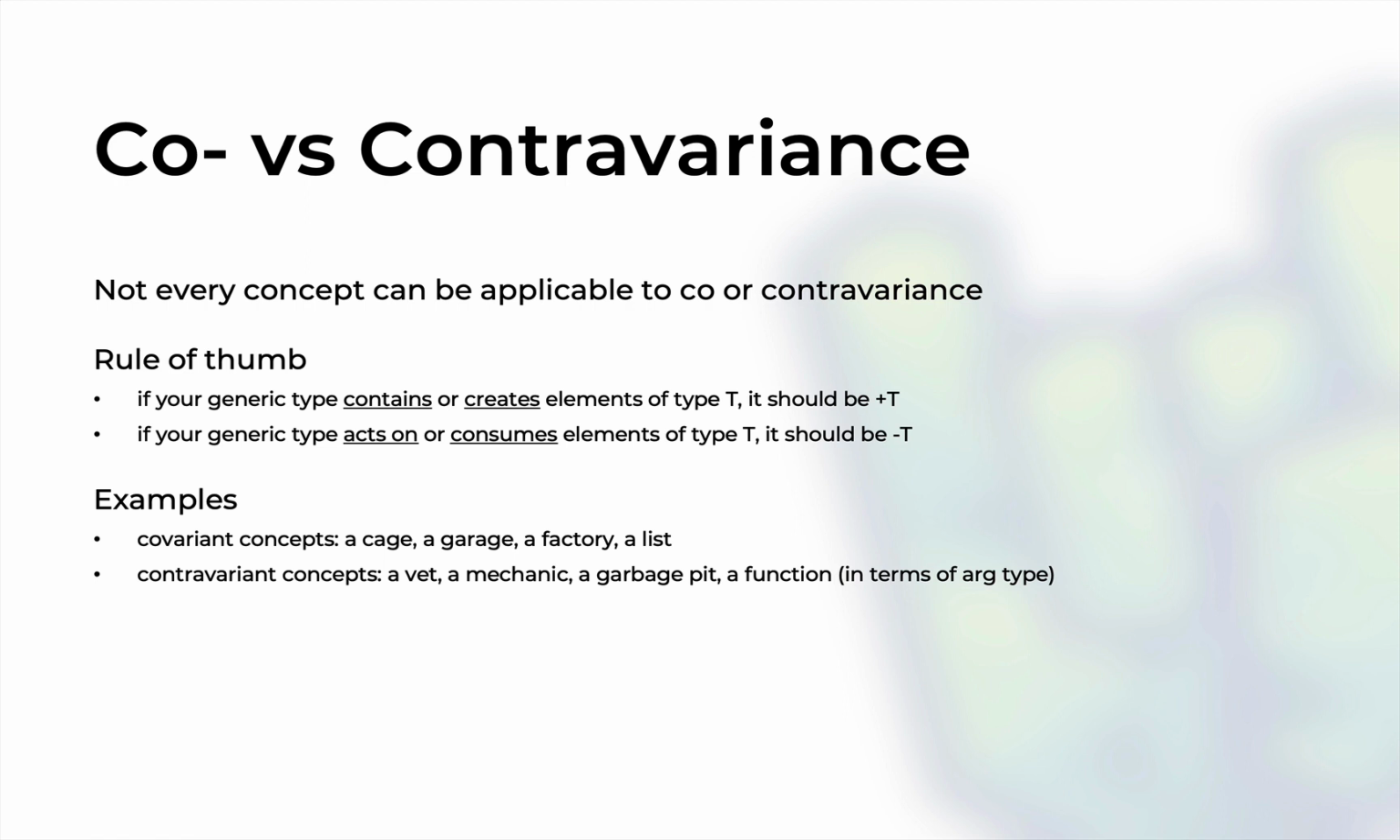And examples of contravariant concepts include a vet, which can heal animals, or a mechanic which can fix cars, or a garbage pit which can consume objects, or a function in the more abstract sense in terms of the argument type, because it can act on or it's applied on those arguments. So I hope this screen is what you take away from this video.